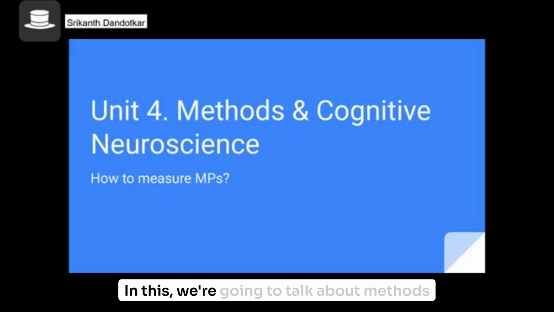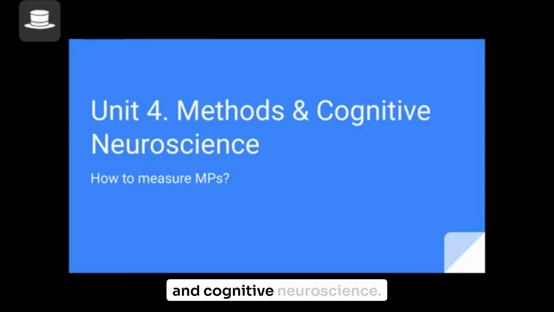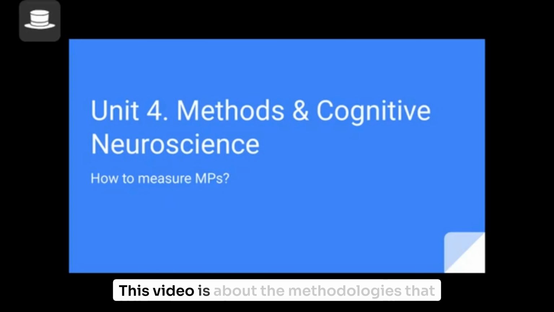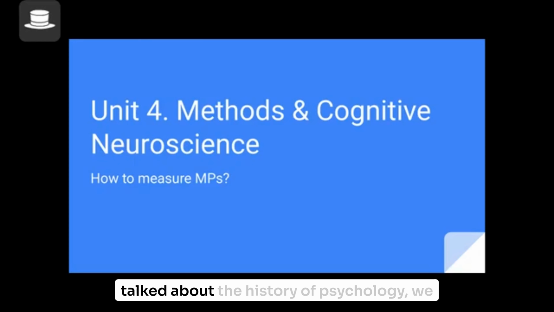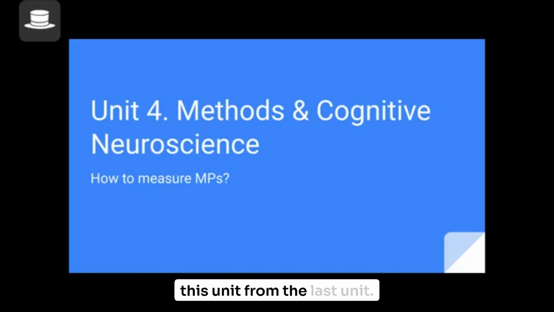In this unit, we're going to talk about methods and cognitive neuroscience. This video is about the methodologies that cognitive psychology utilizes. If you remember in the previous video, we talked about, in the history of psychology, how cognitive psychology was formed and what the basic assumptions are. We're going to go over a quick review of the important things that you need to carry on to this unit from the last unit.